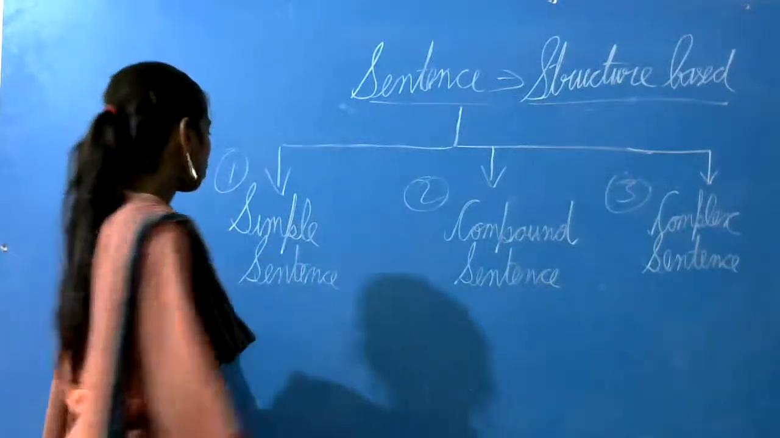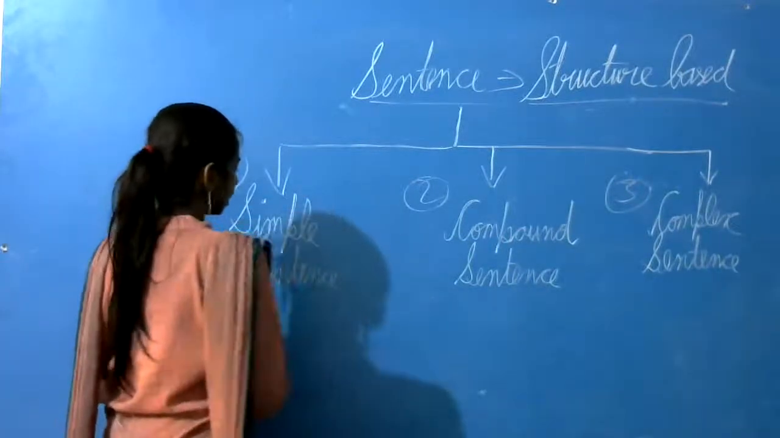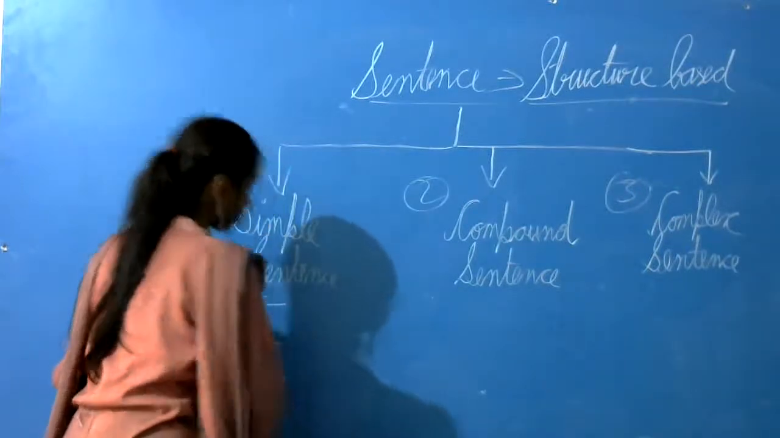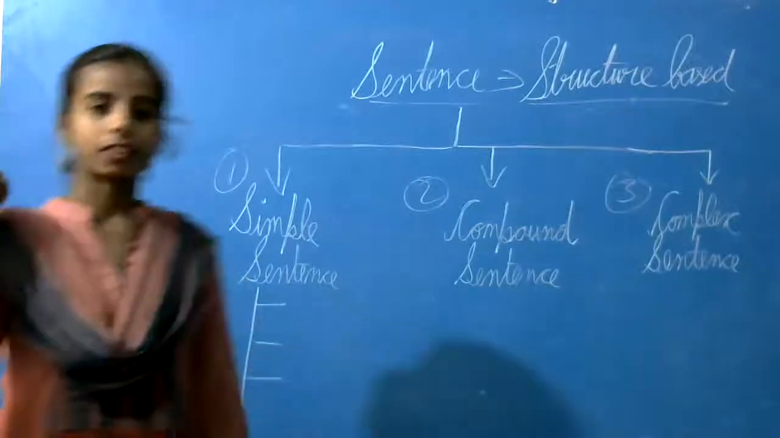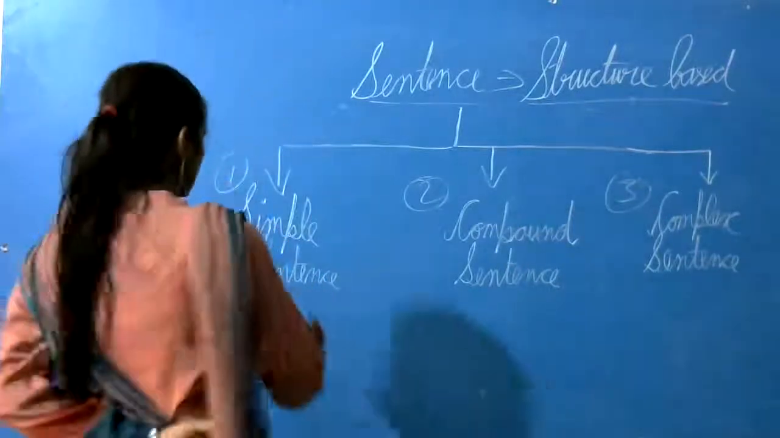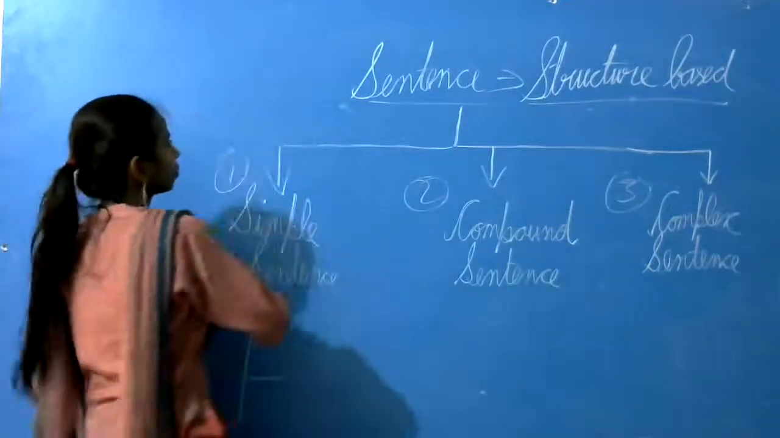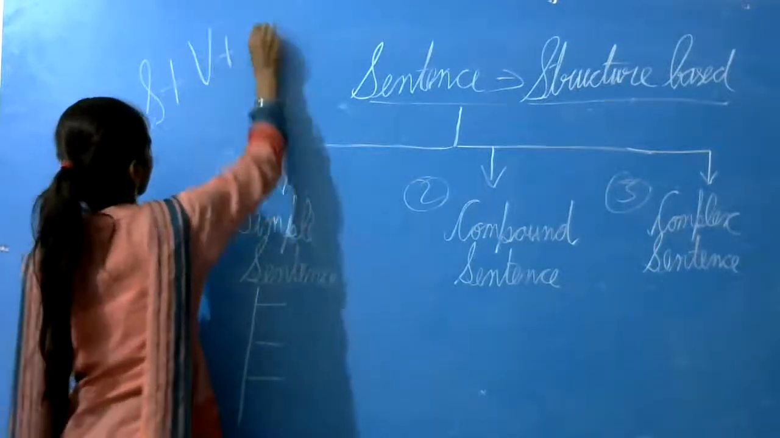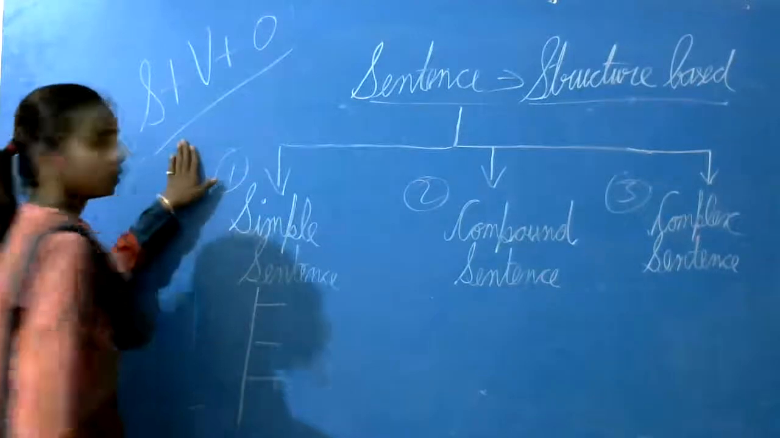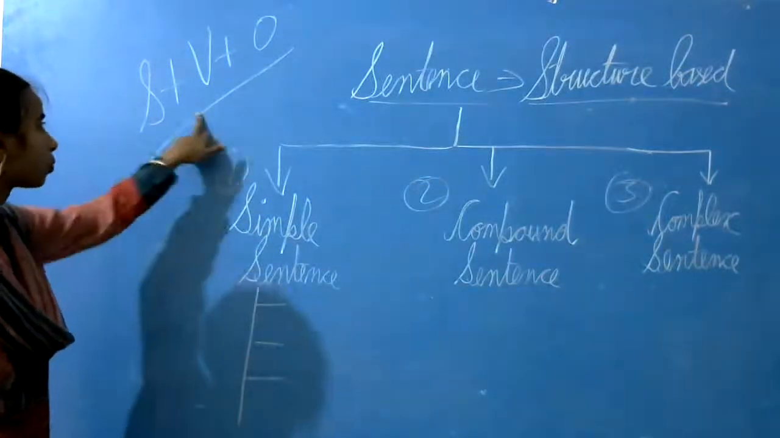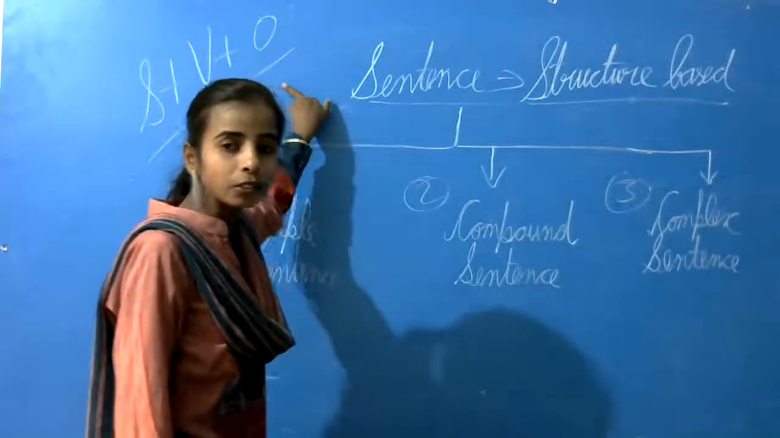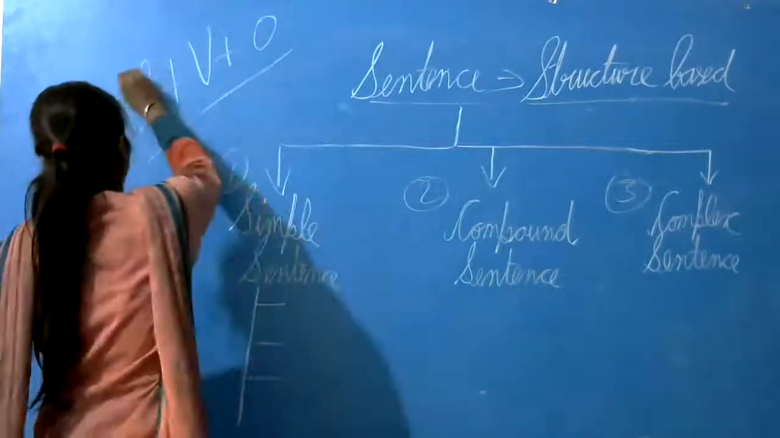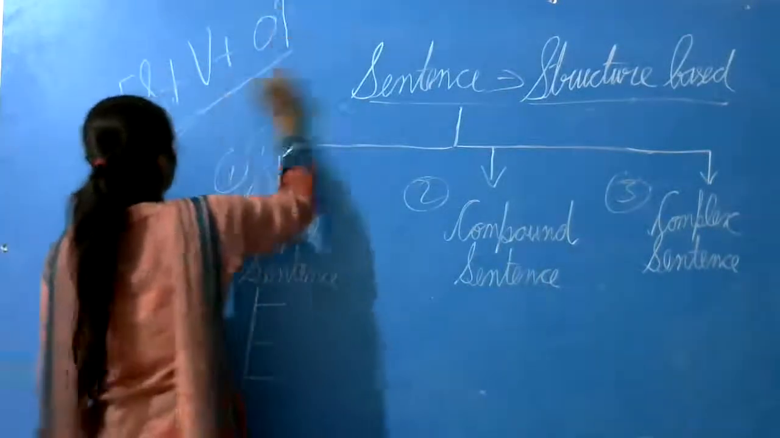Okay. So first I will tell you about simple sentence. You should remember 3 points to learn the definition of simple sentences. Okay. First, let me tell you what is the main structure of a sentence. S plus V plus O. Do you know this? S plus V plus O. I told you in class 6 also. Subject, verb and object is the basic structure of any sentence.